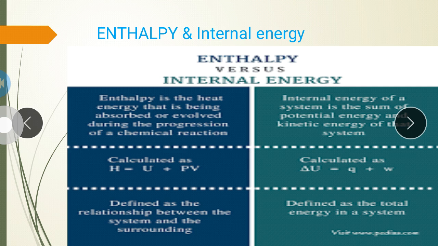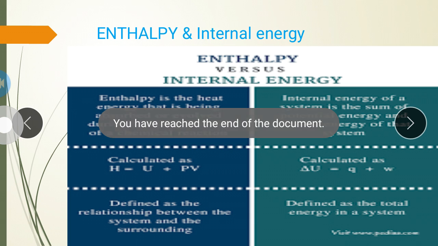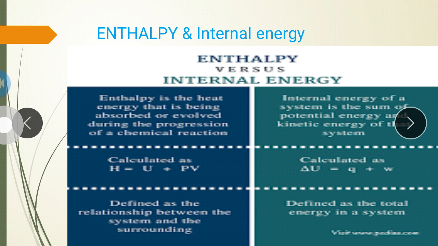Next, enthalpy versus internal energy. So this is the conclusive part. Enthalpy is the heat energy that is being absorbed or evolved during the progression of a chemical reaction. But in the case of internal energy of a system, it is the sum of potential energy and kinetic energy of the system.